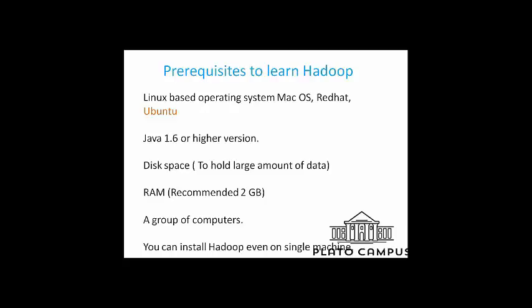The next is Java 1.6 or a higher version. Java is again open source. We can download it and install it within 5-10 minutes. That's a one-time activity. The next is disk space to hold a large amount of data, and RAM is also required for processing your data. But needless to say, if someone has a PC or laptop, he or she will definitely have some hard drive and some RAM to process and store the data.